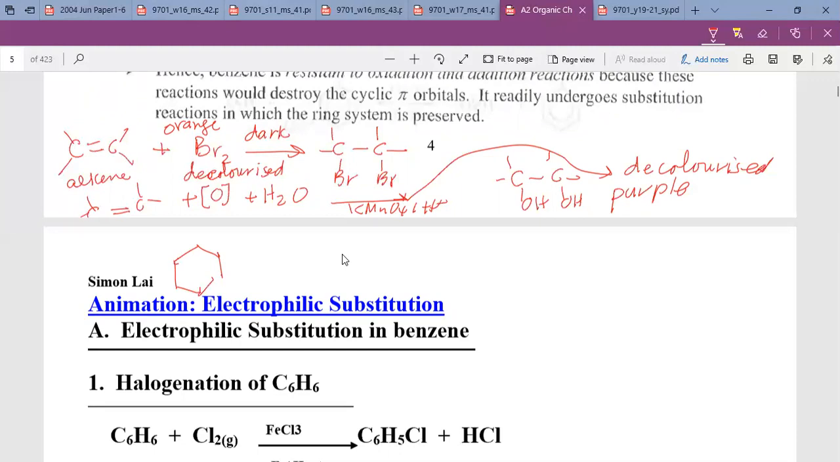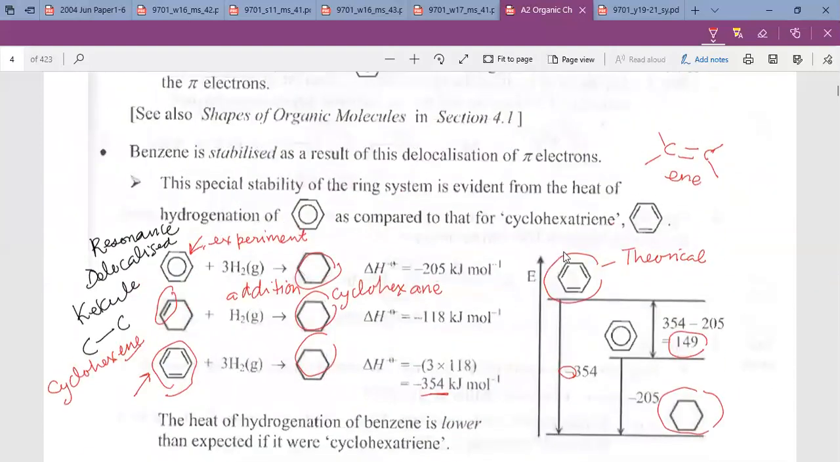So that's why we draw the delocalized version. If it's Br2, no reaction. If it is KMnO4, also no reaction. All because it's being delocalized. It is actually delocalized.